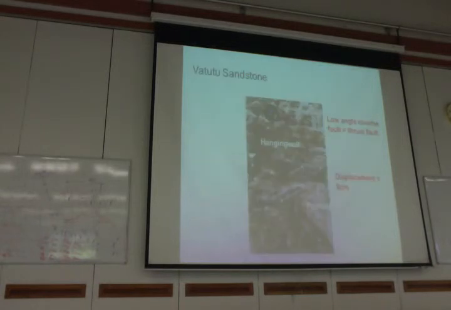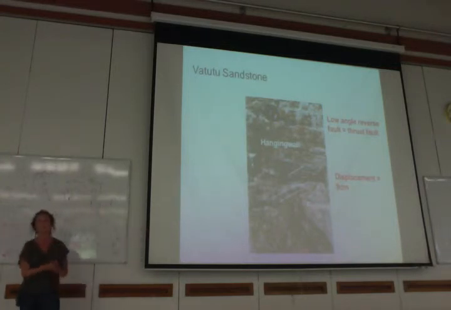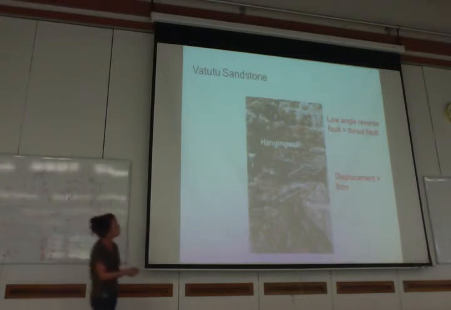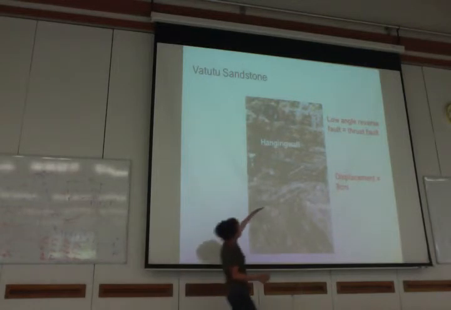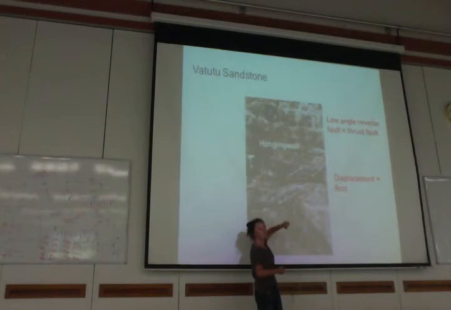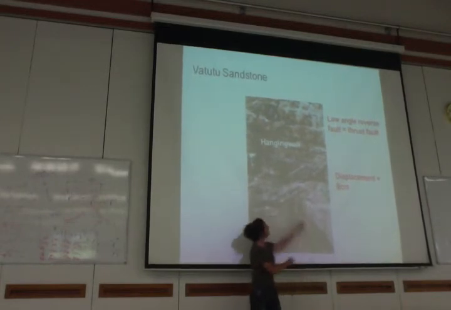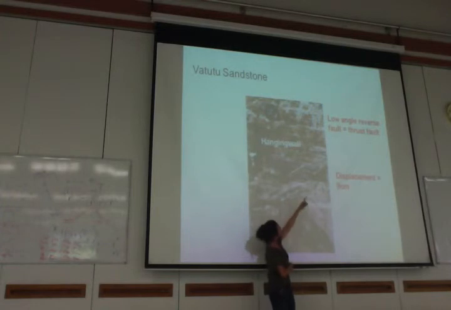formed by a lot of compression. We can find them in other situations. In fact, the Tutu sandstone fault you saw on the last day, that was more or less a thrust fault. But you can see here, these beds now overlap. This is our footwall. It's moved down in relation to our hanging wall. And I also taught you how to measure the displacement.